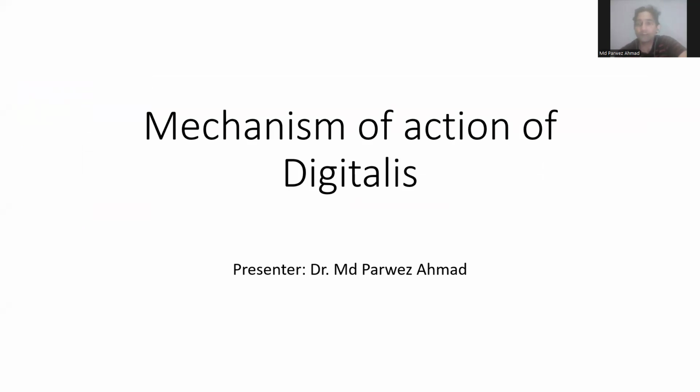Today I am going to talk about the mechanism of action of digitalis. What is the example of digitalis? Digoxin and digitoxin are examples of digitalis. And this category of drug acts on the heart, that's why it is also called cardiac glycoside.